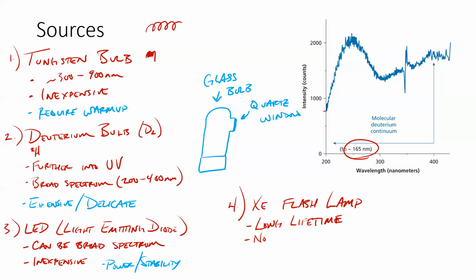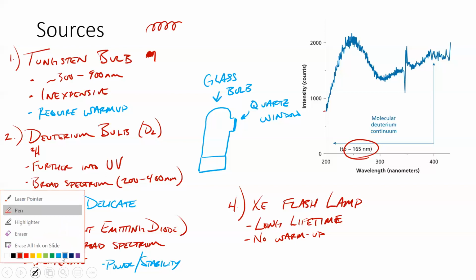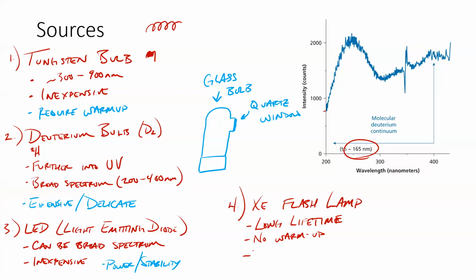It doesn't require warm up like a tungsten bulb does. LEDs also require a bit of a warm up. The little handheld UV Vises that we used in lab last week have LEDs in them, and you know that it still asks you to wait for the 90-second warm up before you take a spectrum. So the xenon flash lamp doesn't need any warm up, and it covers a broad range.